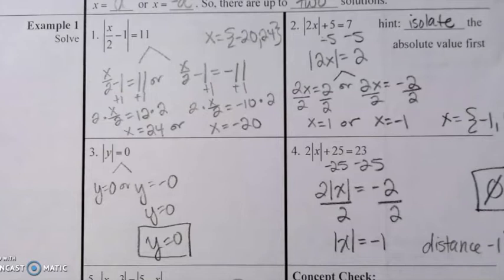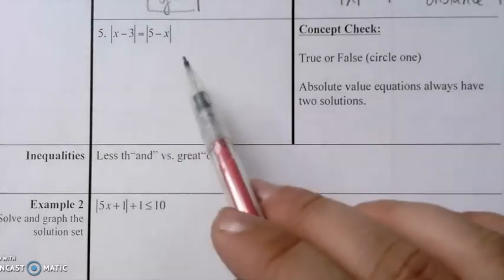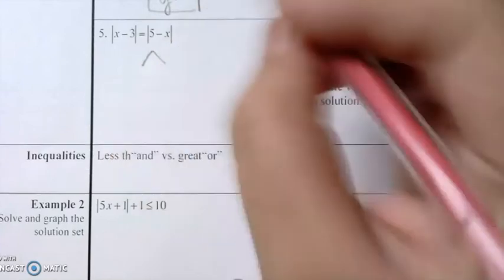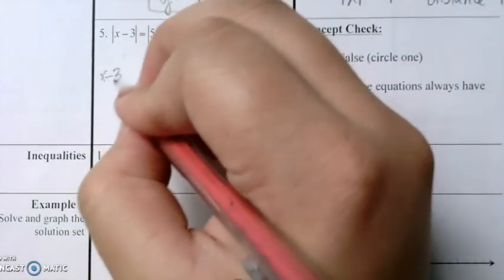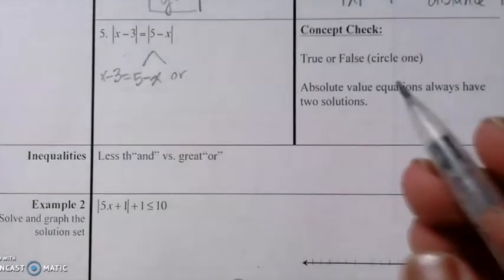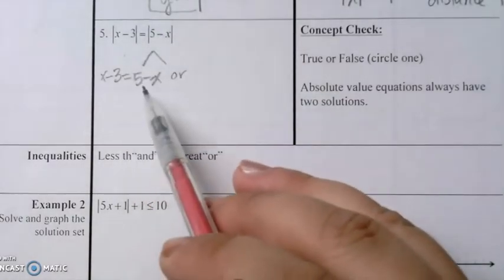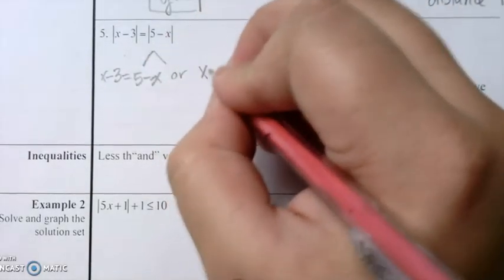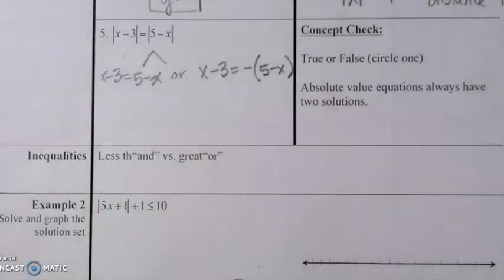Okay, moving down to the next example. Here, even though we have 2 sets of absolute value bars, since they're each isolated, we can still split it into our 2 cases. So our first case, we'll just take both sides as being positive: x minus 3 equals 5 minus x. For our second case, we choose one side to make negative. If we make both sides negative, we'll end up in the same case as if both sides are positive. So I usually choose the second side: x minus 3 equals negative the whole side, 5 minus x in parentheses.